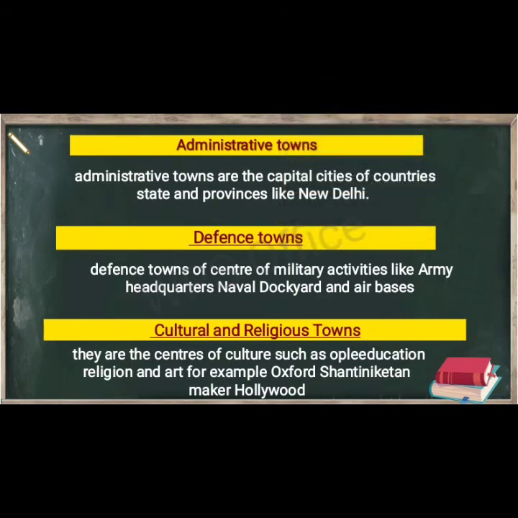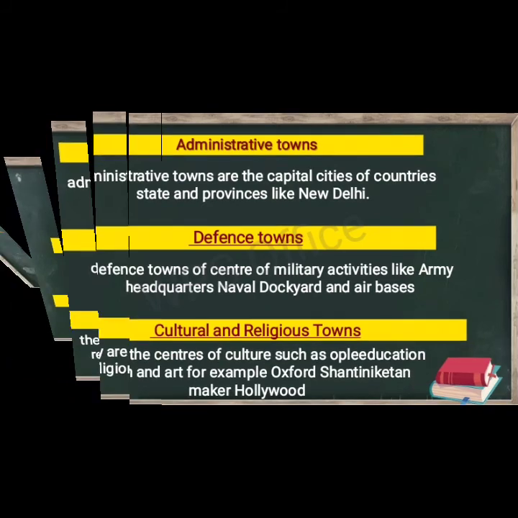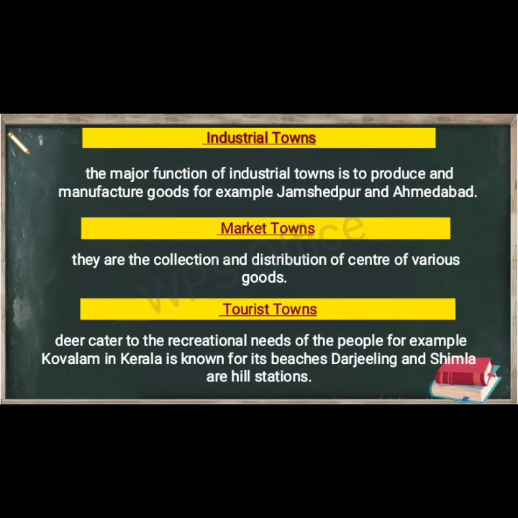Moving ahead, the next is administrative town. They are the capital cities of countries, states, and provinces like New Delhi. Moving further towards the defense towns, these are the centers of military activities like army headquarters, naval dockyards, and air bases. Next is cultural and religious town. They are the centers of culture such as education, religion, and art. For example, Oxford University, Shantiniketan, and Hollywood. Moving further, industrial town. The major function of an industrial town is to produce and manufacture goods, for example, Jamshedpur and Ahmedabad.